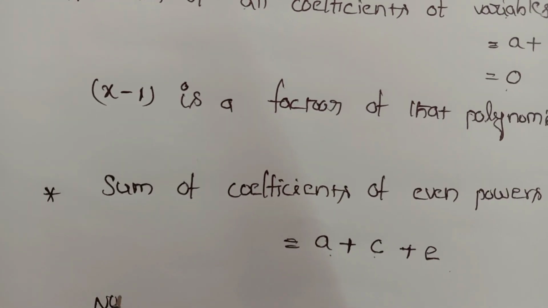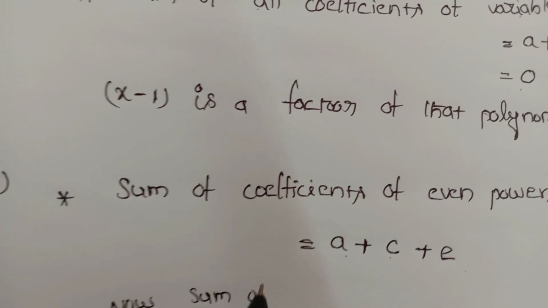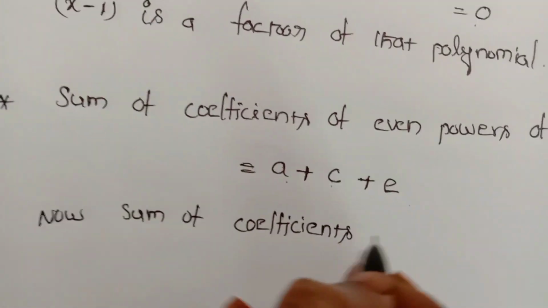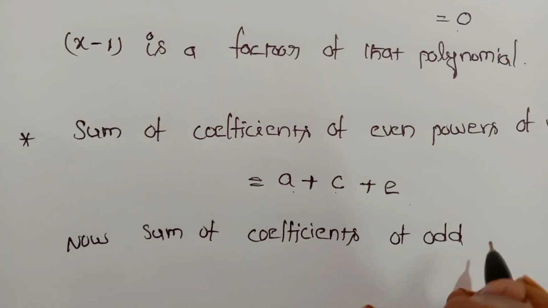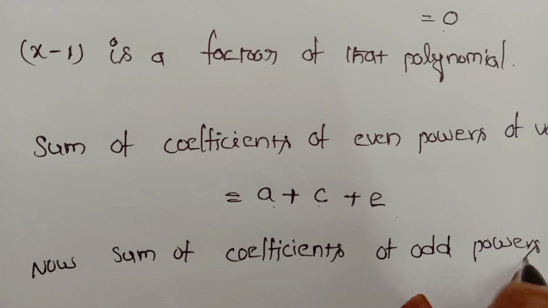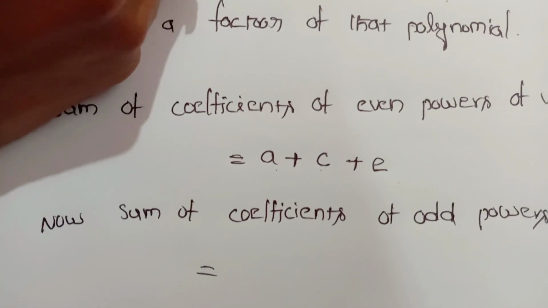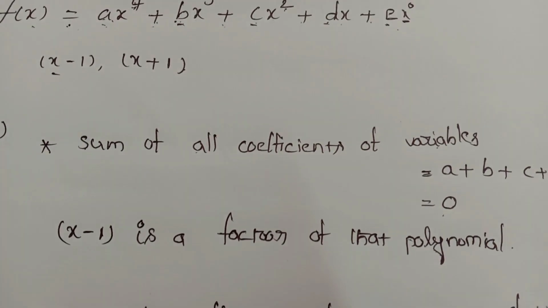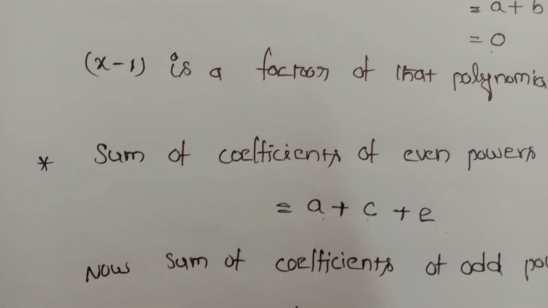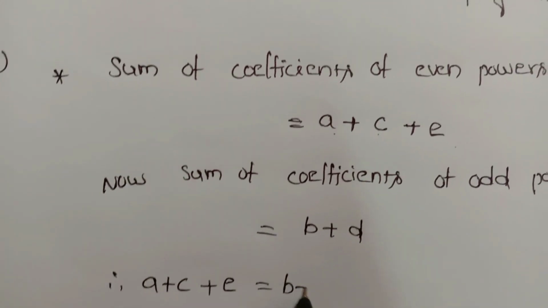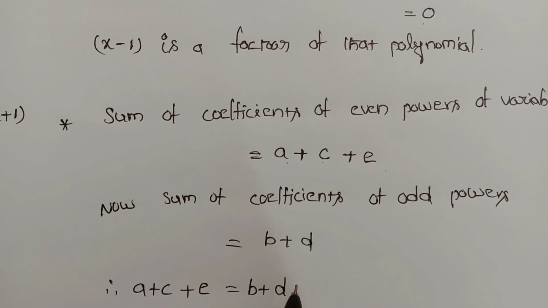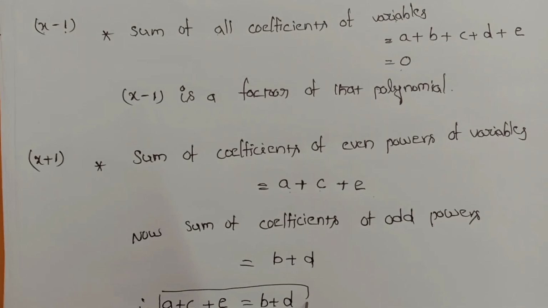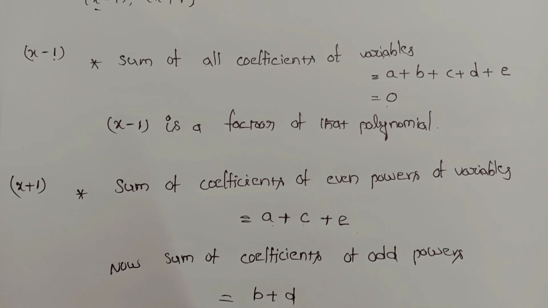Now the sum of coefficients of odd powers is b plus d. Therefore a plus c plus e is equal to b plus d. These two are equal. Using this hint, solve the problems.